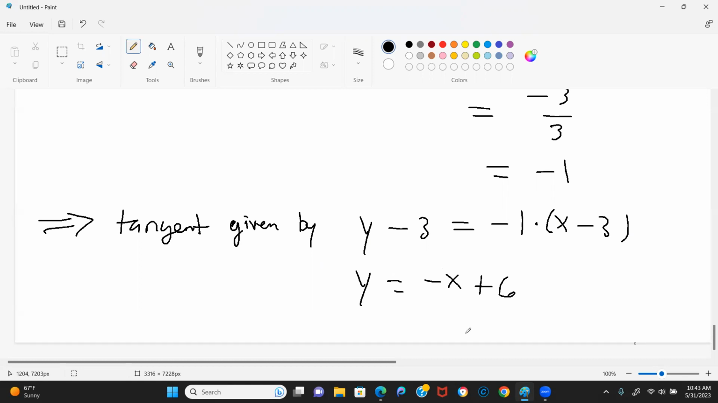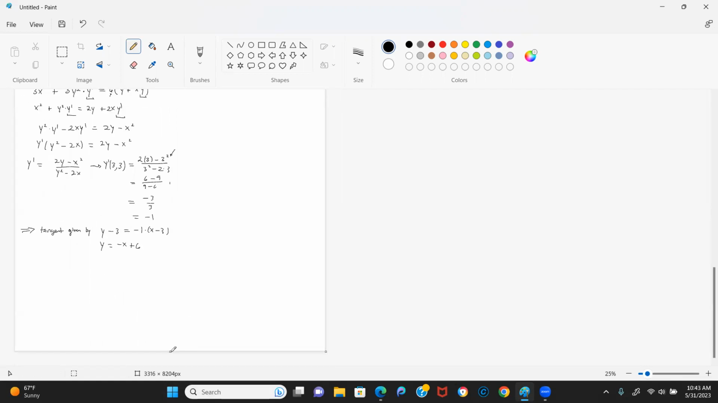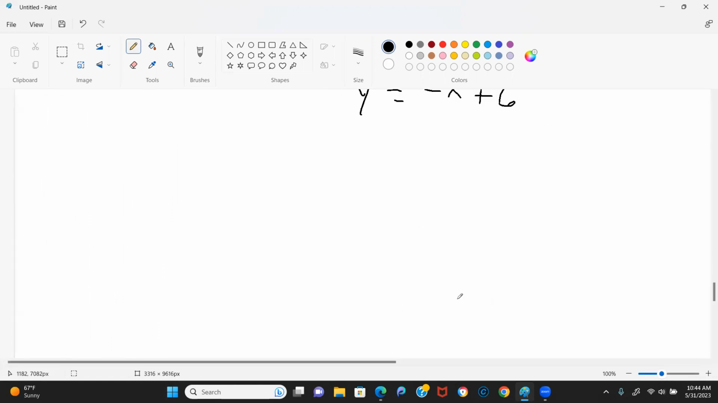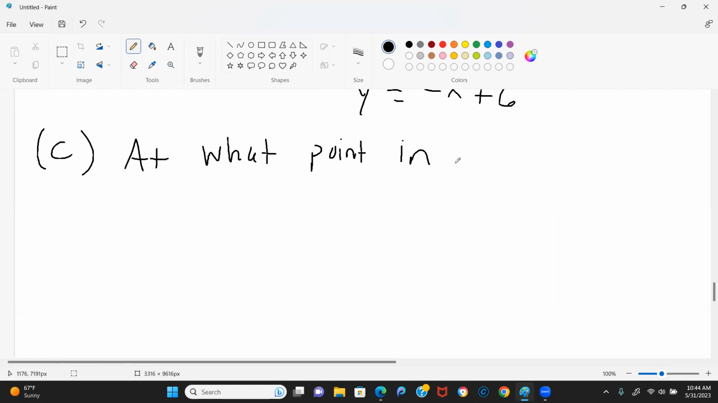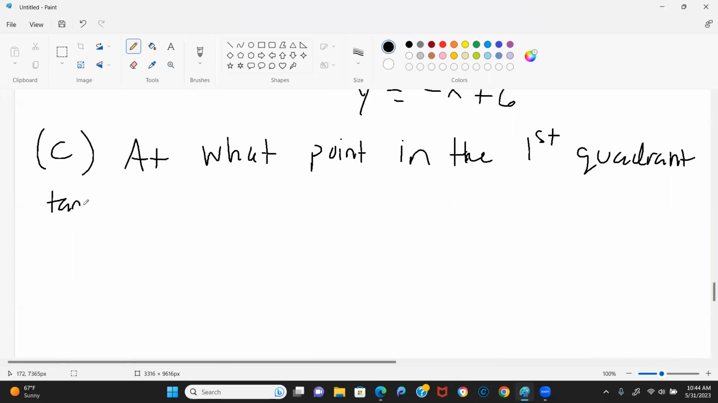All right, so the next part of this problem, so this was kind of combining A and B, is part C. The question is: at what point in the first quadrant is the tangent line horizontal?